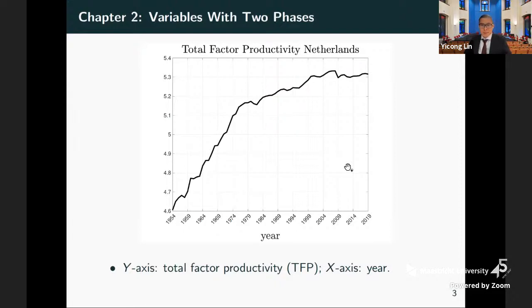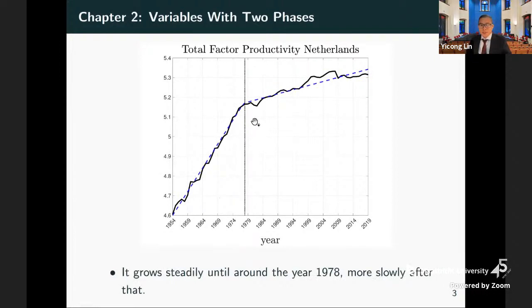And what is total factor productivity? Total factor productivity is a measure of productivity growth, which is not due to capital and labor input, and is often considered as a measure of technological innovation. Looking at the curve, we can see there are simply two phases. It steadily increases until around the year 1978 and becomes slower after that.